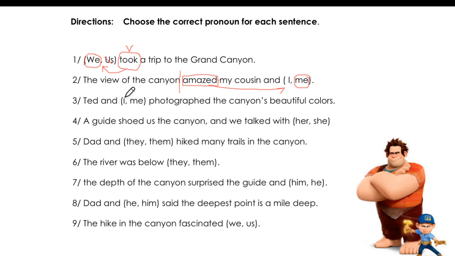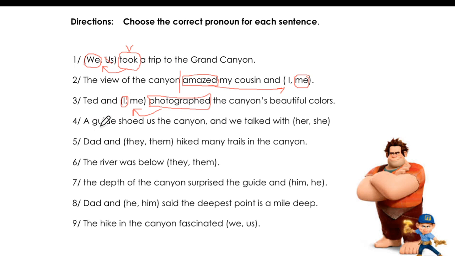Ted and I or me photographed the canyon's beautiful colors. Action is photographed. That is an action. The pronoun we're looking for is in front of an action verb. Which pronouns come before the action verb? The ones that are the subject of the sentence. Which are they? Subject. And which one is subject pronoun, I or me? I is the subject pronoun. Ted and I photographed the canyon's beautiful colors.